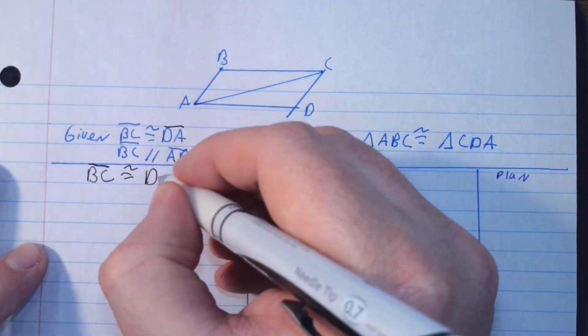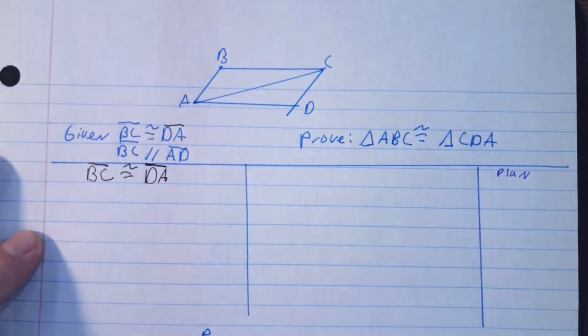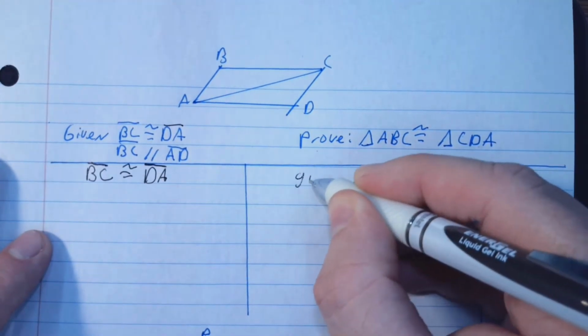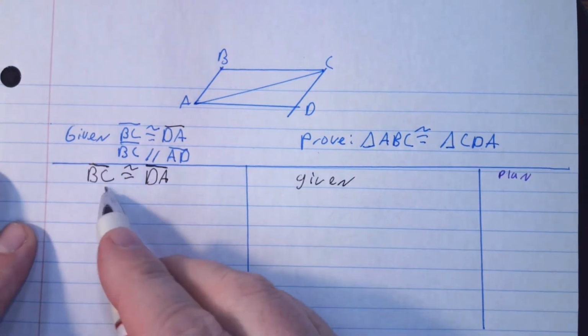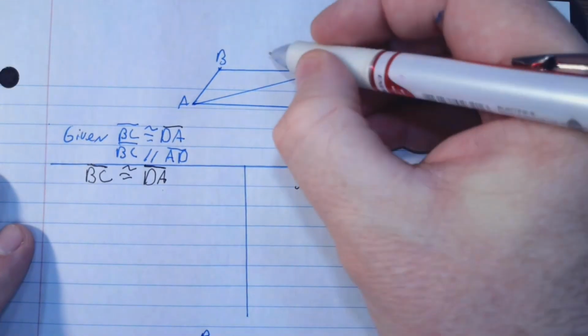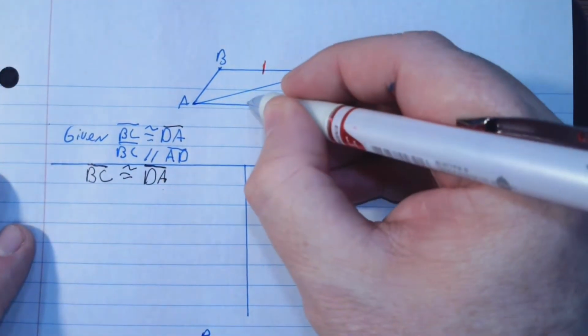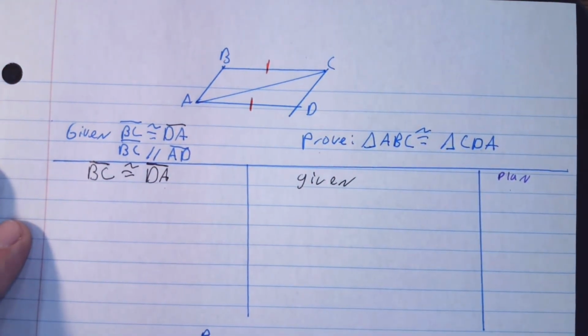I did a bad job on that. All right, and so I'm going to write given for that. That's fine. And I'm going to mark it on my shape. BC is congruent to DA. Okay, that means BC is congruent to DA. Is that correct? Okay.